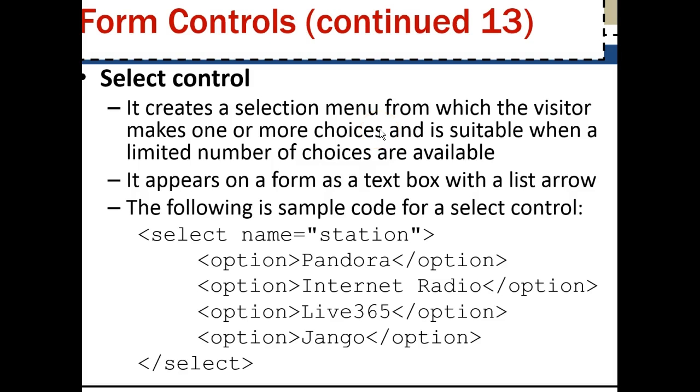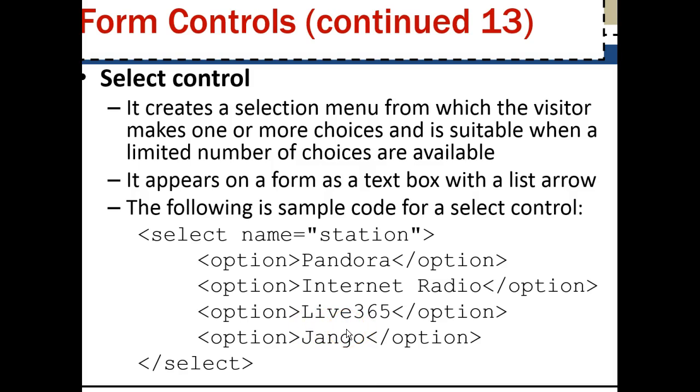So in this example, this is showing you the select control. The selection menu has 4 options, as you can see here: Pandora, Internet Radio, Live 365, and Django, with Pandora appearing as the selected option in there.